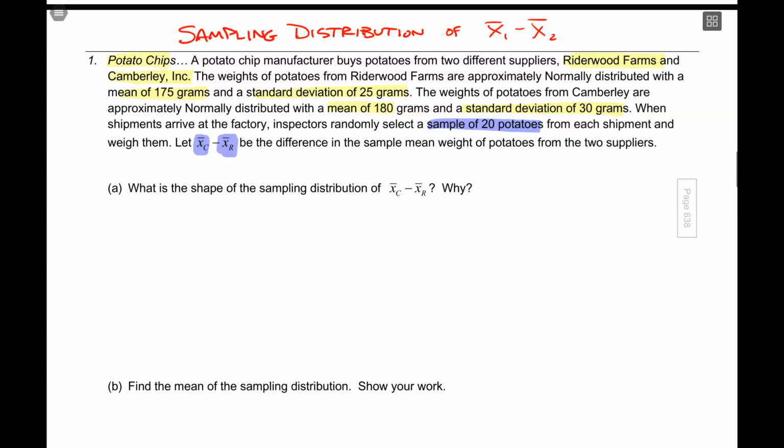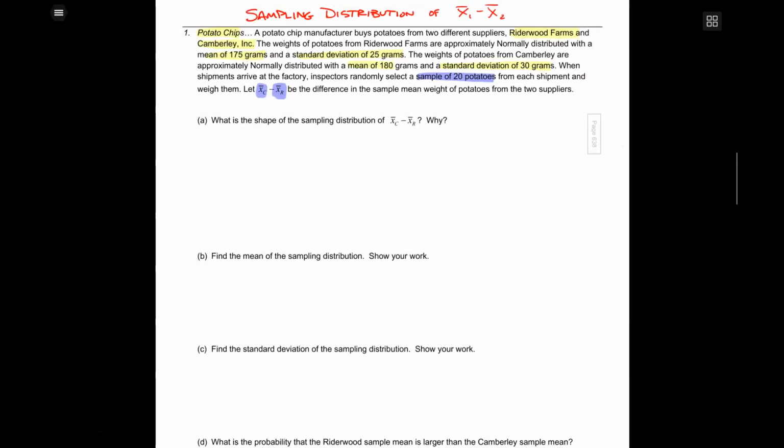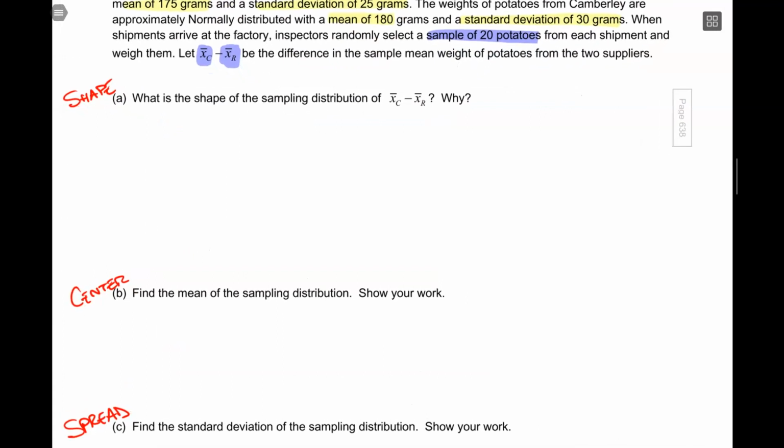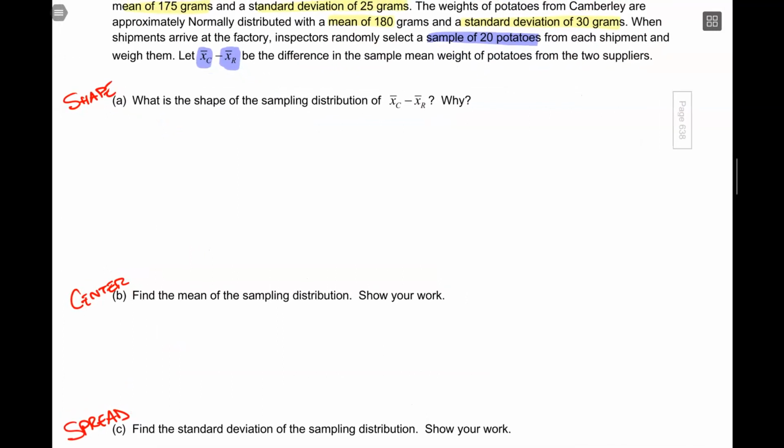Okay, so now I mentioned that this was about the sampling distribution of x bar. Here's why. We're asked to do a couple things here in this example. First, we're going to look at the shape. We're going to look at the center. And then we're going to look at the spread. And we know that that's how you describe a distribution. So let's describe the sampling distribution of x bar c minus x bar r. The shape, well, that's going to be normal.